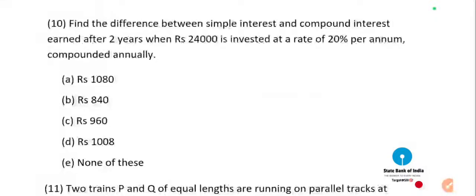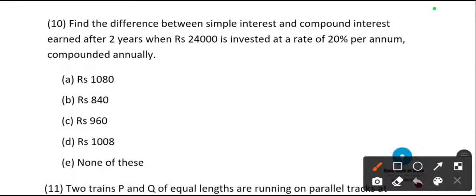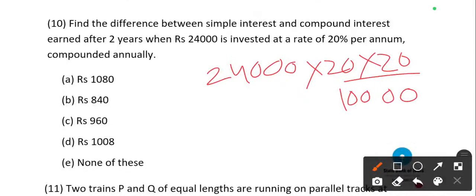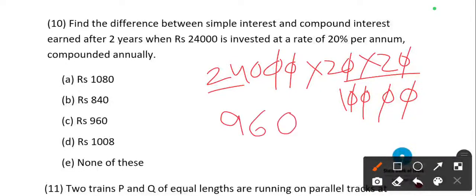Find the difference between the simple interest and the compound interest after 2 years when 2400 is invested at 20% per annum compounded annually. So this is the form, this is the answer. We need to find 4 zeros, 1 2 3 4. So 24 into 4 times, which will be 96 and a 0. So answer will be 960. Option C is our answer.